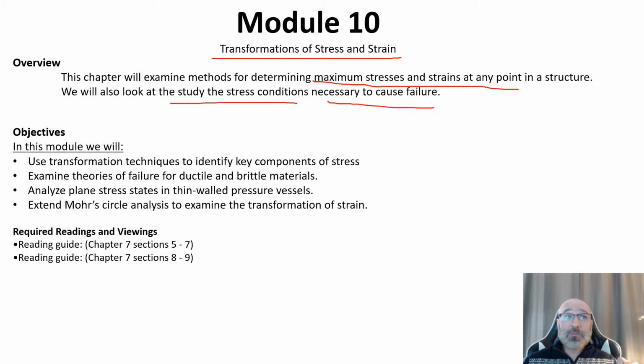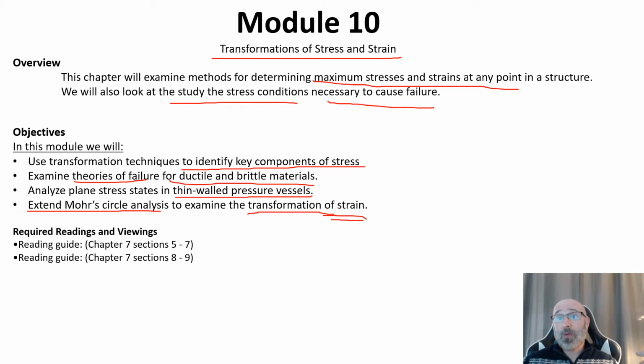So the objectives within this module: we're going to use transformation techniques to identify key components of stresses. We're going to examine theories of failure for ductile and brittle materials. We'll analyze plane stresses in thin-walled pressure vessels. And last, we're going to take a look at the extended Mohr's circle analysis to examine the transformations of strain.